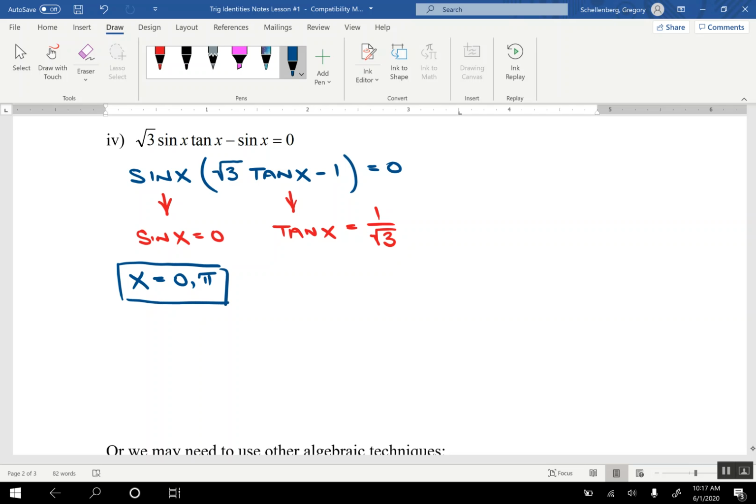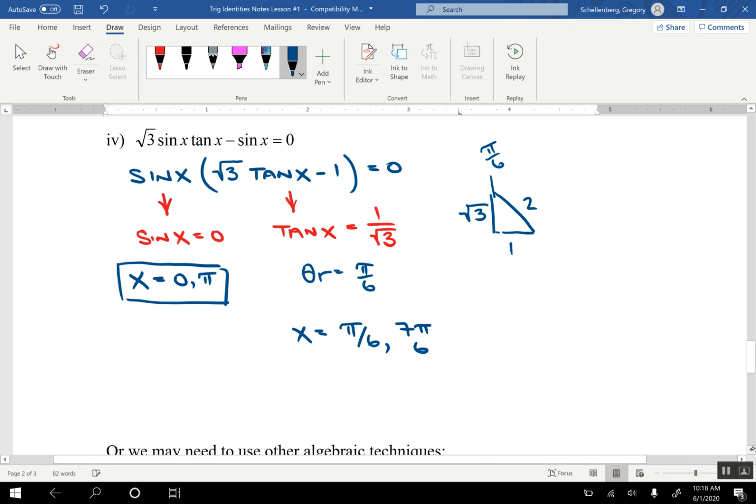Okay, and then the tan of x equal to 1 over the square root of 3. Let's just draw one of our special triangles here. 1, 2, and root 3. Okay, so opposite of 1, adjacent of root 3. That's this angle up here, which is pi over 6 radians. That is our reference angle. And it's a positive tan ratio, so we've got solutions in quadrants 1 and 3. So in quadrant 1, we've got pi over 6. And in quadrant 3, pi plus the reference angle is going to give us 7 pi over 6.